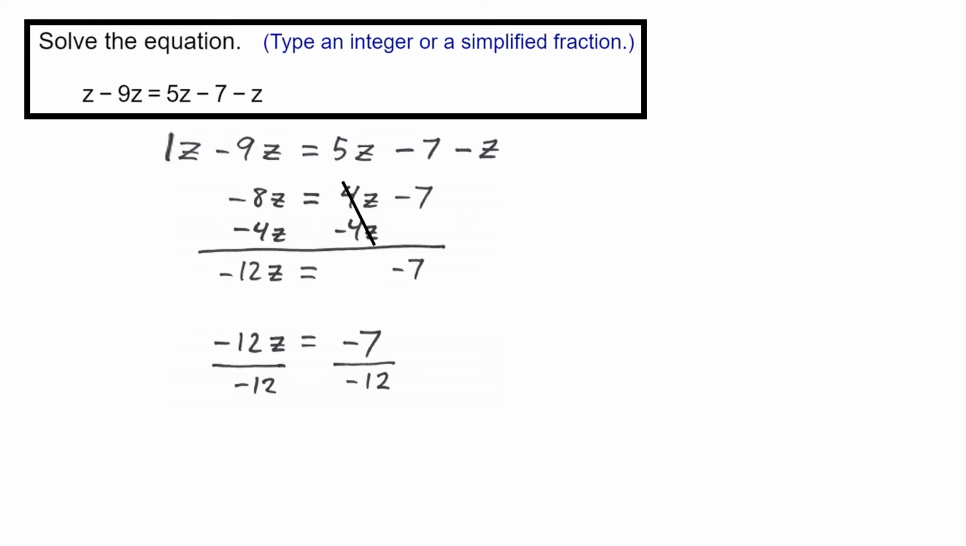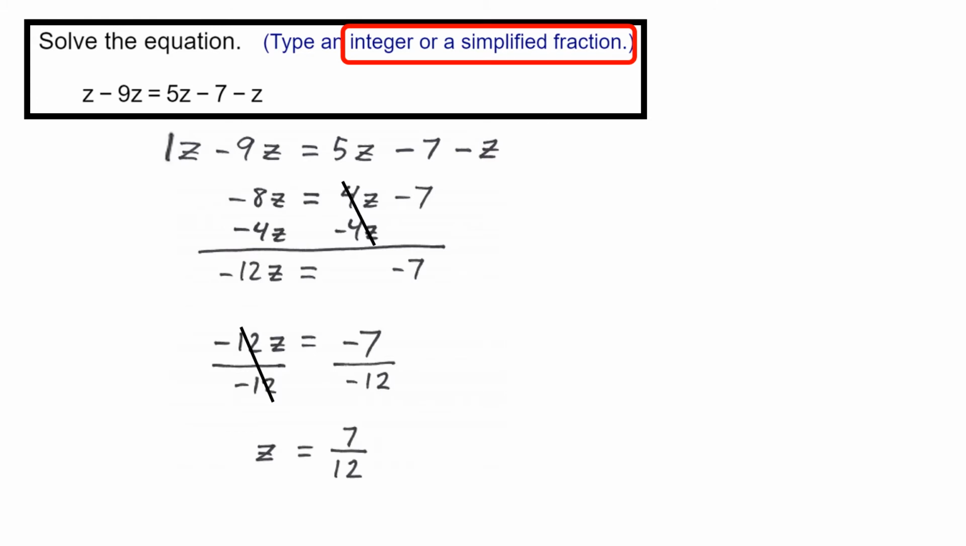This allows those two negative 12s on the left to cancel, which leaves me just z equals, and then on the right side I need to reduce this fraction. The negative on top and on the bottom, you'll recall, the rule of signed numbers tells us these two negatives give us a positive. I don't need to write the positive, I just need to reduce 7/12. Since nothing goes into the top and bottom evenly, that just stays as 7/12.